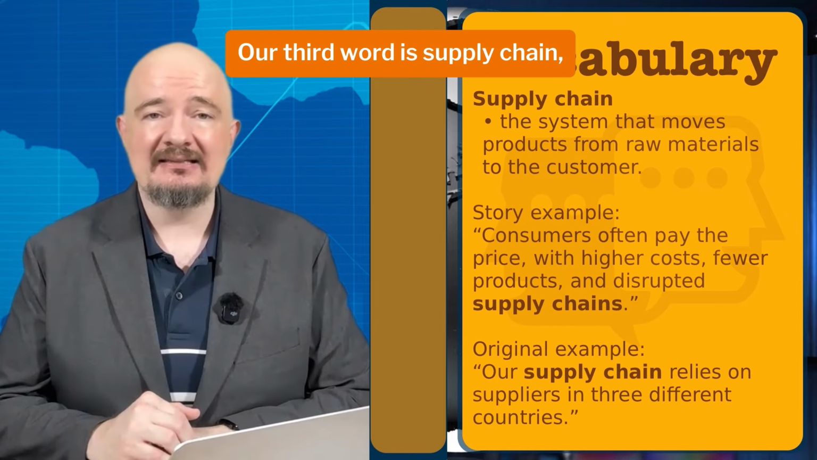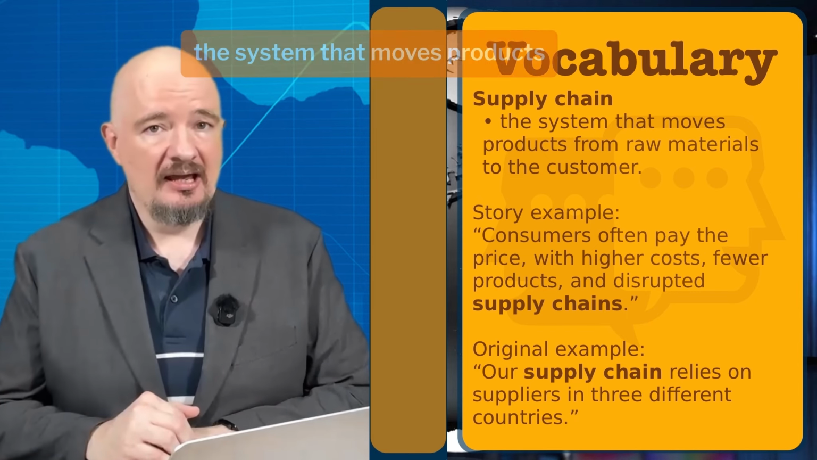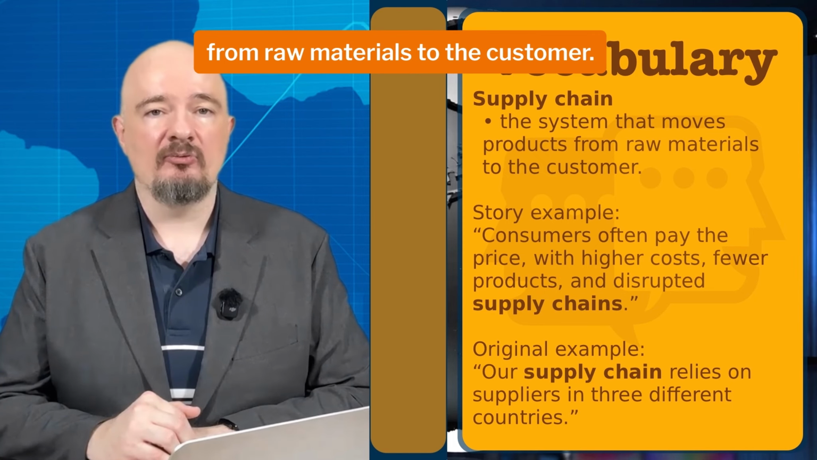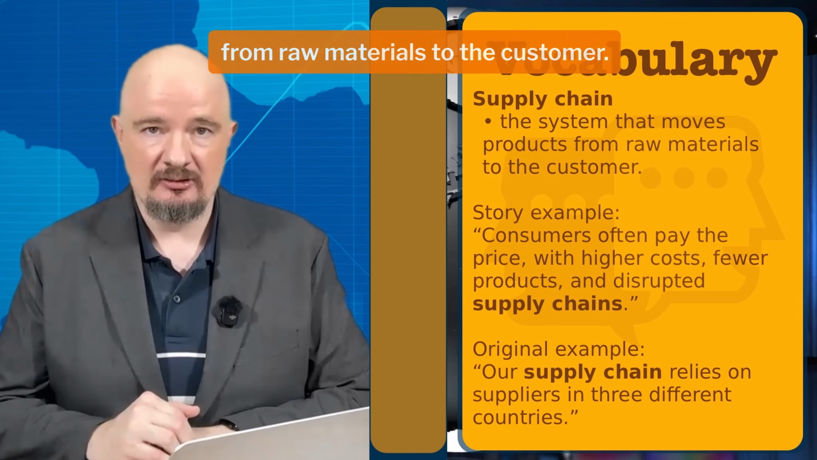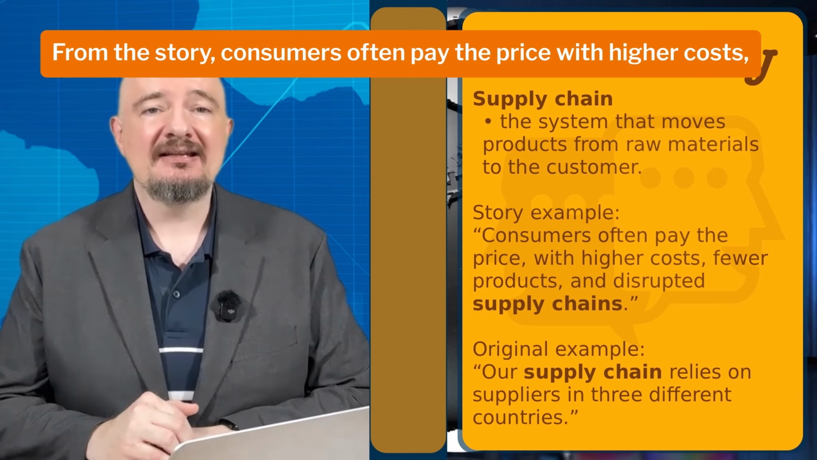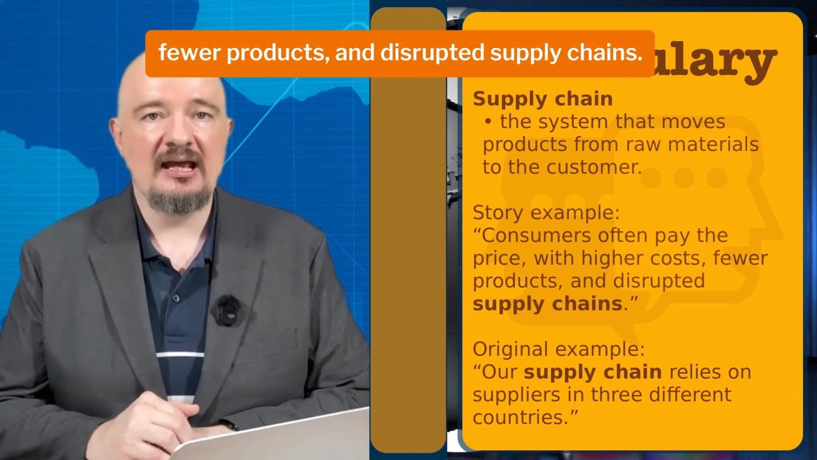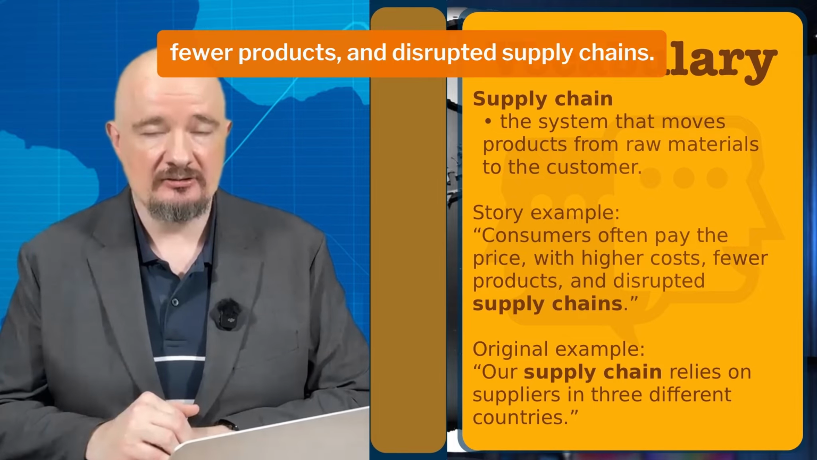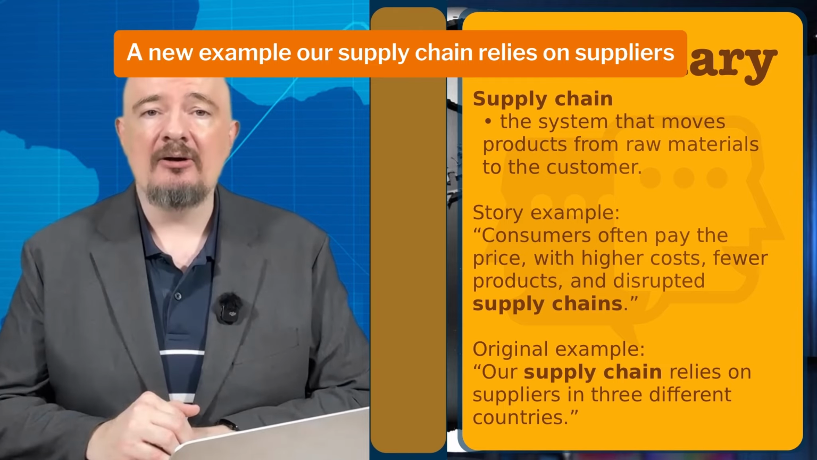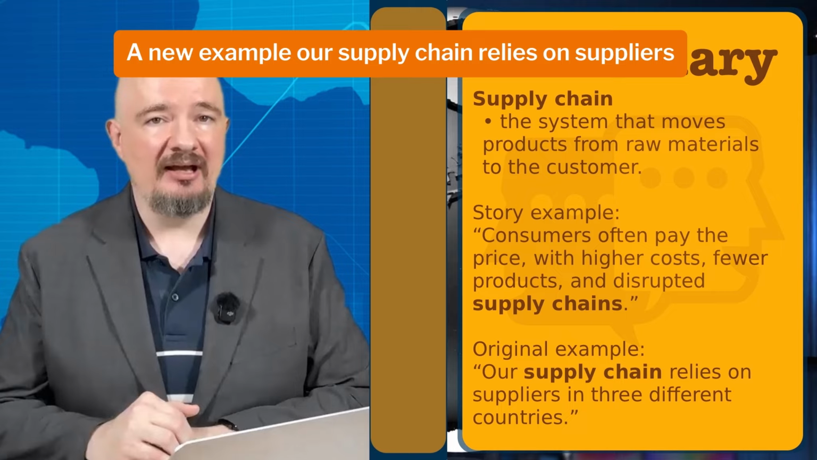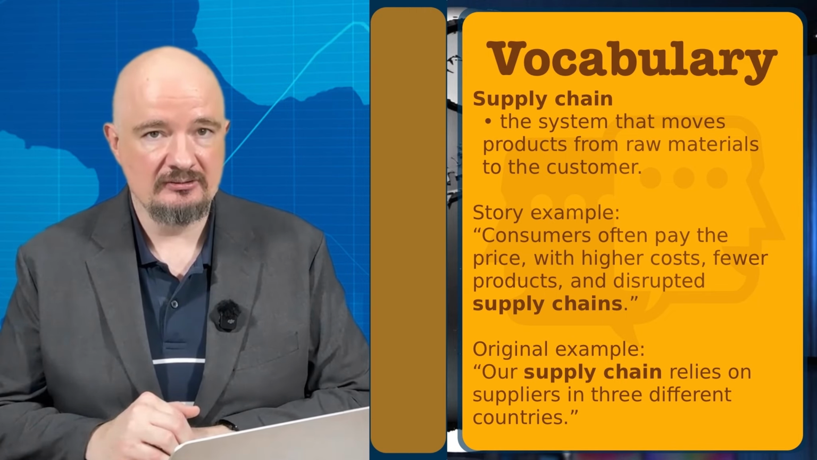Our third word is supply chain, the system that moves products from raw materials to the customer. From the story, consumers often pay the price with higher costs, fewer products, and disrupted supply chains. A new example, our supply chain relies on suppliers in 3 different countries.